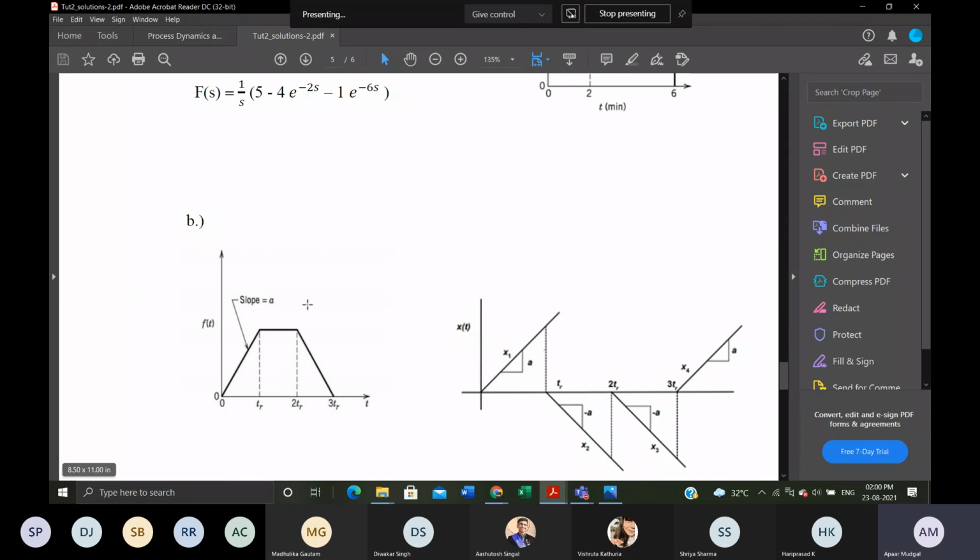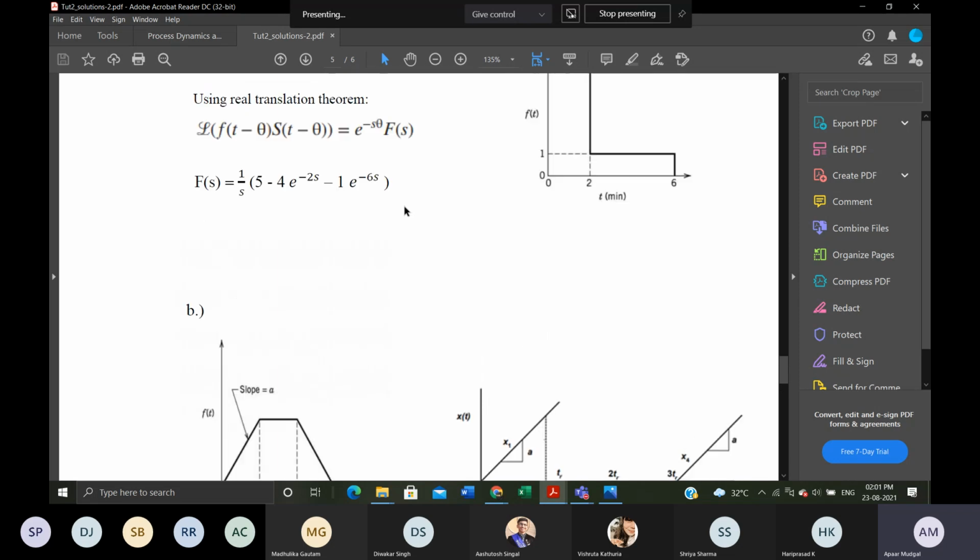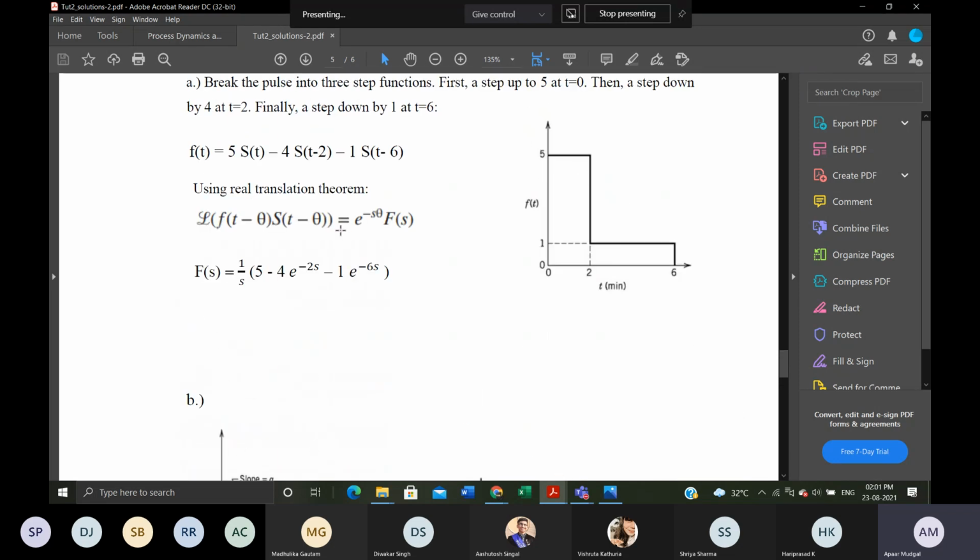I'm just giving a hint: you just have to decompose the following graphs into this type by using different slopes to get this graph. And by writing it in a mathematical form, you can apply the real translation theorem as we have done above and get the answer for part B as well.